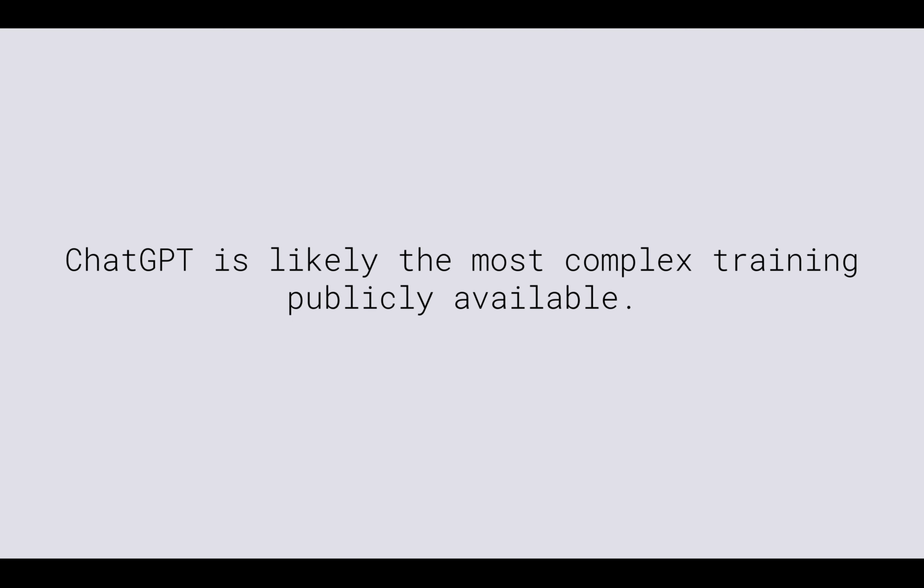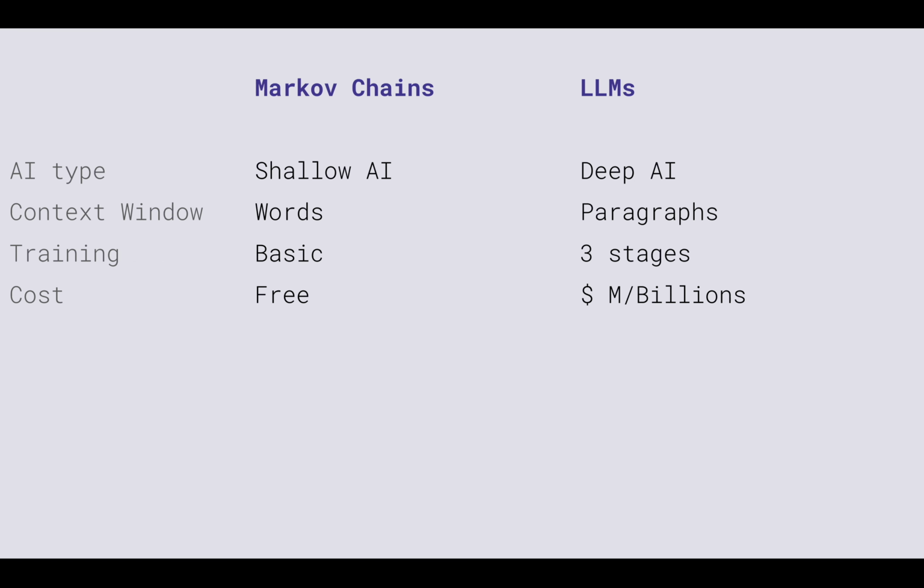So ChatGPT is likely the most complex training publicly available. There are probably systems that are not public that we don't know about that have been trained in a crazier way, but ChatGPT and maybe Gemini are probably the most complex training systems available today, and that's why they tend to perform so well, because these multiple stages mean it's been built up and has learned, quote unquote, at such a massive scale that they really learn a lot.